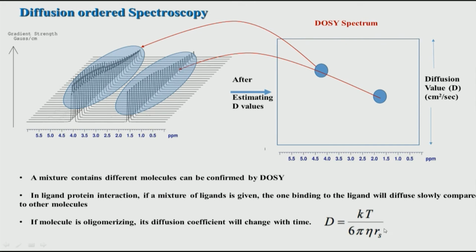This Rs is the hydrodynamic radius, and remember that it is related to the molecular weight. So, the higher the molecular weight, the lower the diffusion. Typically, if I double the molecular weight, I expect the diffusion to go down by half and so on. And for viscosity, if I double the viscosity, again D will go down. So, this completes diffusion ordered spectroscopy, Dosy.